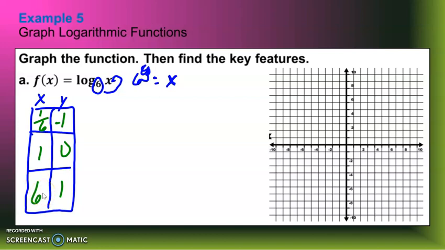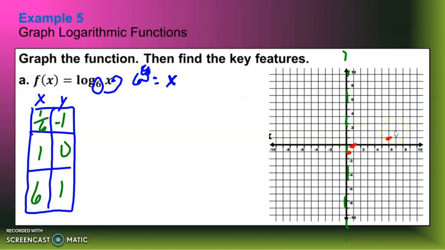Now the first thing I'm going to do is put down my asymptote. And since I'm graphing a logarithm, I'm switching my x and y around. That means I flip my asymptote. My asymptote is now the y-axis. So that means my graph cannot touch that. So now let's put points on. So I have 1/6 and -1, somewhere close to there. Then I have 1, 0. And then I have 6, 1.